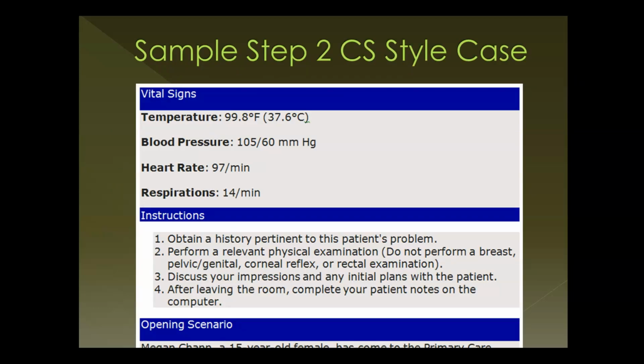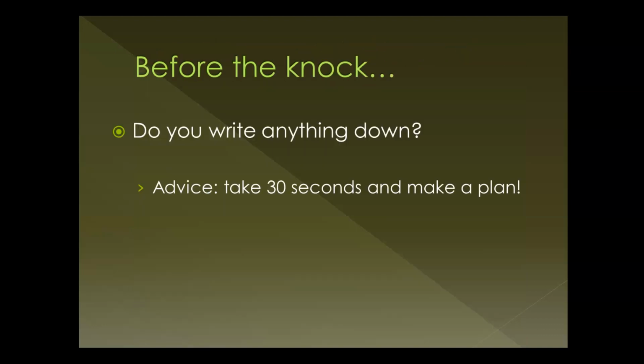Looking at the door chart for a sample Step 2 CS style case, this is basically what you've been seeing leading up into M2 year, and now definitely all of the OSCEs in the M3 year have several cases in this format. Are you writing anything down before you go into the room? So let's talk about when you first get that chief complaint of dysuria, for example. Take 30 seconds and make a plan. What are you going to talk about? What are you going to ask about? Think about what information you need from this patient and what exam findings you'll need to solicit in order to have a successful note.